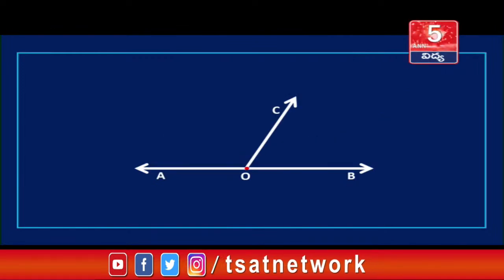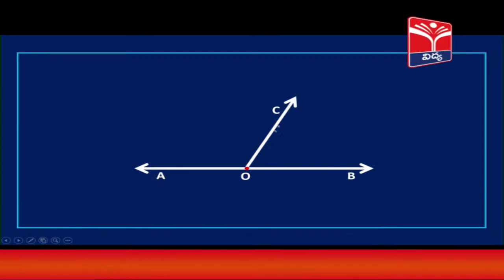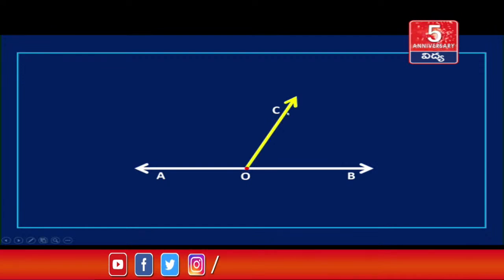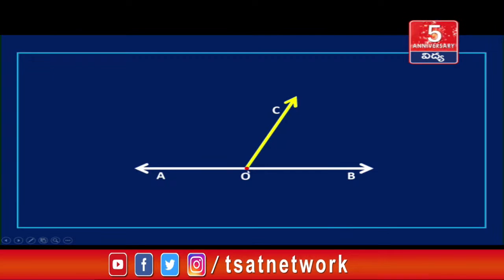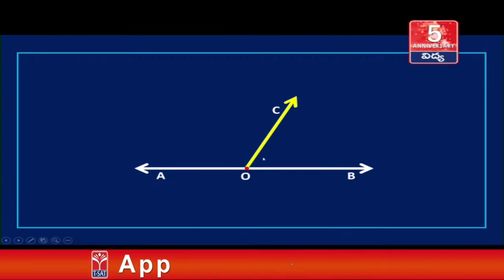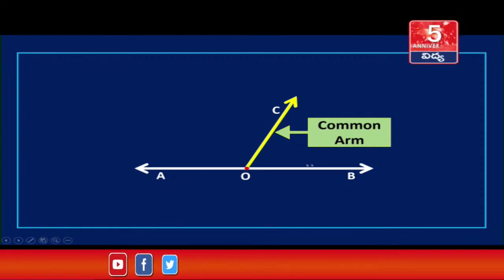Next one. You can observe OA is one ray, OB is also one ray, OC is common ray, O is common point. The angles that have a common arm and common vertex are called adjacent angles. Common arm: OC is a common arm of OA and OB.